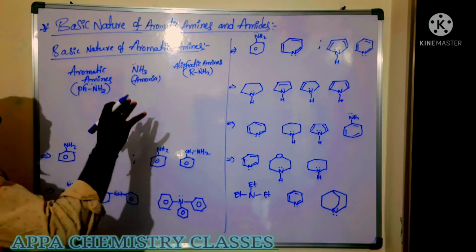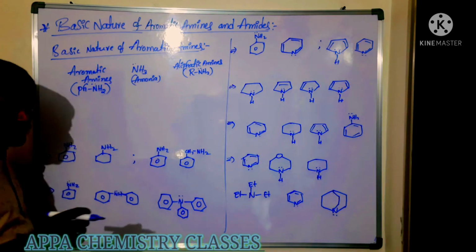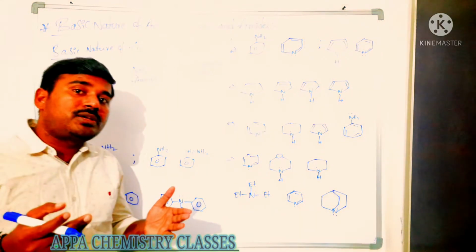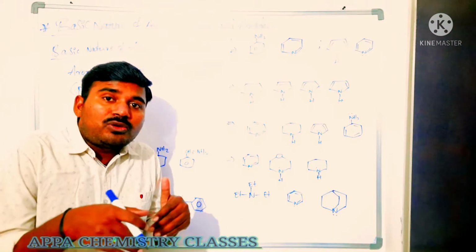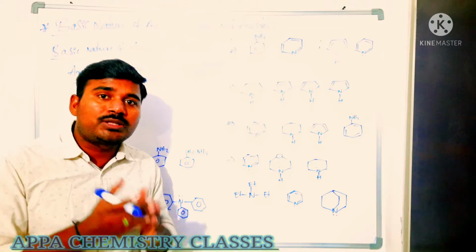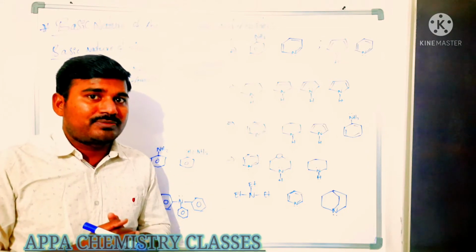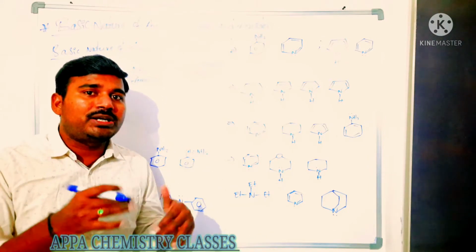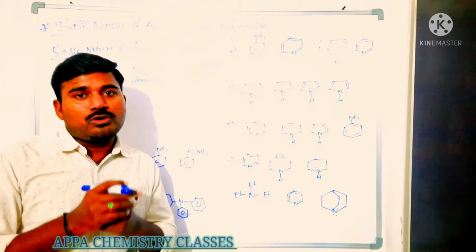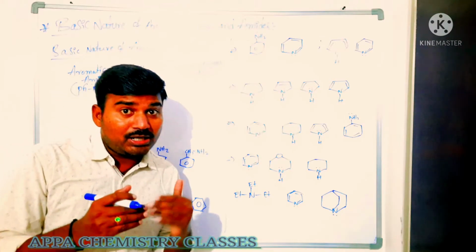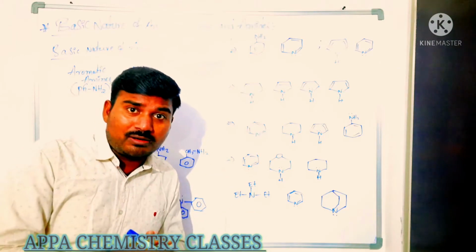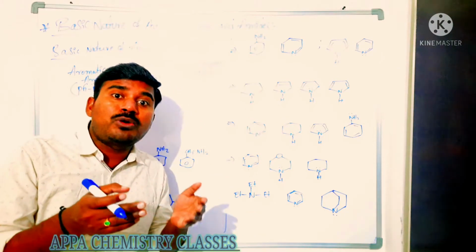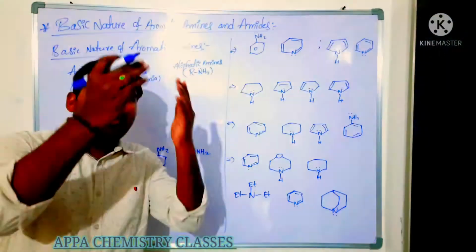Basic nature of aromatic amines and amides. So what is meant by basic nature? In the inductive effect we have discussed that which can donate easily a lone pair of electrons is said to be a Lewis base. Which can accept a pair of electrons is called a Lewis acid. So if the nitrogen in amines wants to donate the pair of electrons, it should have more electron density on the nitrogen.